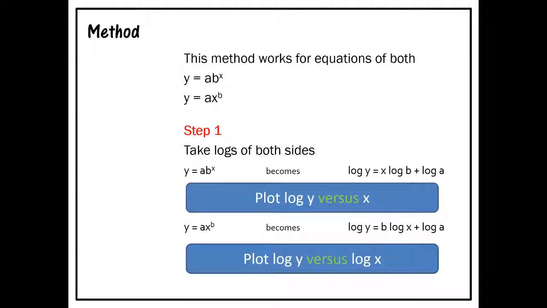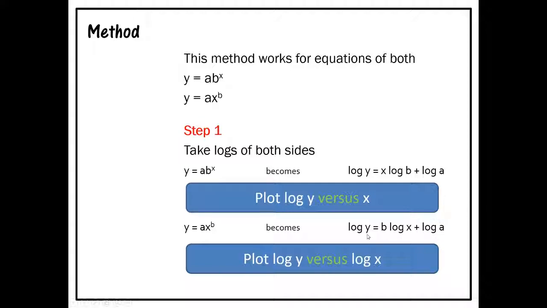This method works for two similar looking equations, y equals a b to the x and y equals a x to the b. Now, you can either pull these things apart yourself or recognize that if you get a question of y equals ab to the x, it will give me an expression like the one on the right, log y equals x log b plus log a. That is the one that we've just done, and you can plot log y versus x, very important. Or if it's ax to the b, we're going to plot log y versus log x, because log y is equal to b log x plus log a.